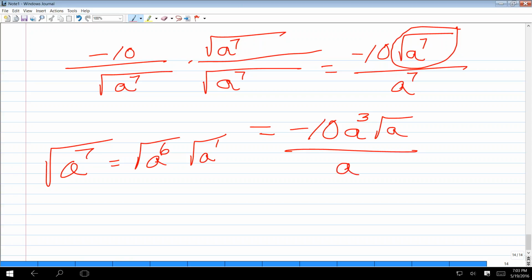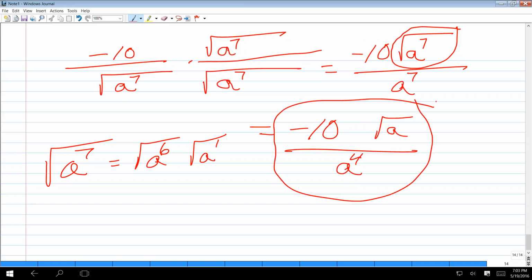Now, when I put it all over a to the 7th, I can do some major simplification here. What does this become? A to the 4th on the bottom. Exactly. So I can erase that completely and change it to a to the 4th. And so this is my final answer: minus 10 multiplying the square root of a. But now it's perfectly set up. I've got an irrational number in the numerator, but not the denominator. And that's what's important.